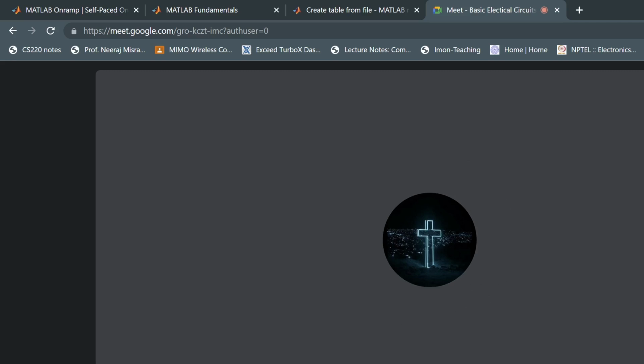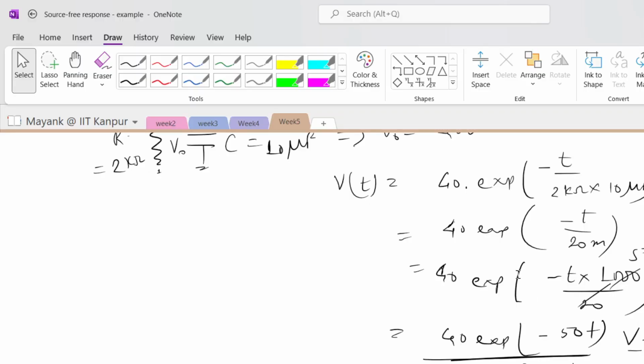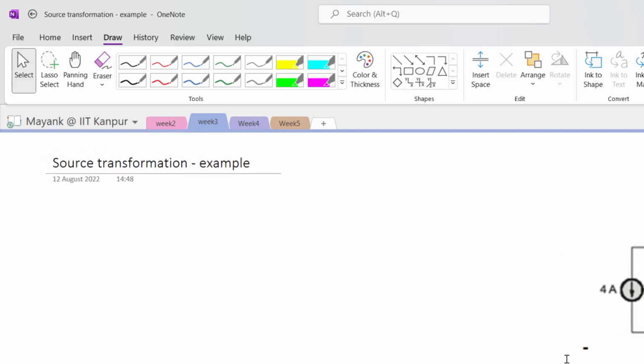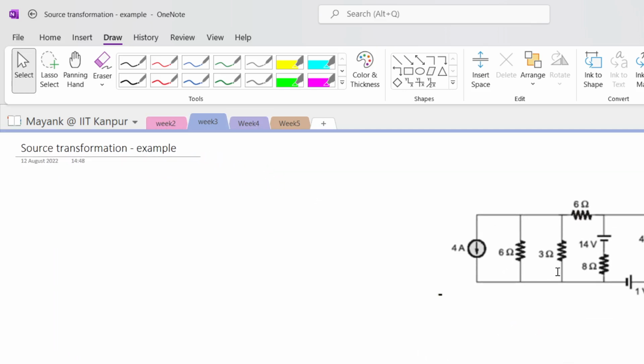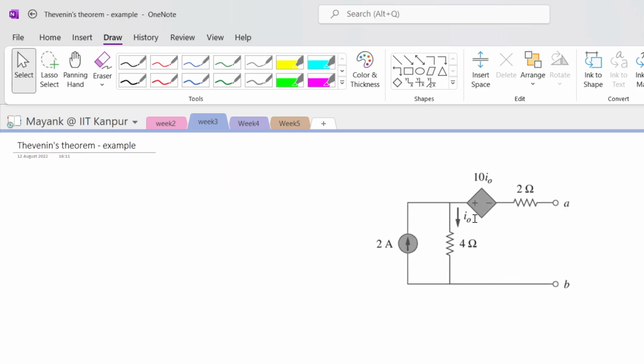Okay, fine, no problem. So I will discuss one of the previous week's questions. Okay, fine. So in week 3 there was a question which I didn't discuss. Yeah, so this is a Thevenin's theorem question. So I want to find out the Thevenin's equivalent across the terminals A and B. So can you help me in this question? So this is week 3's content.